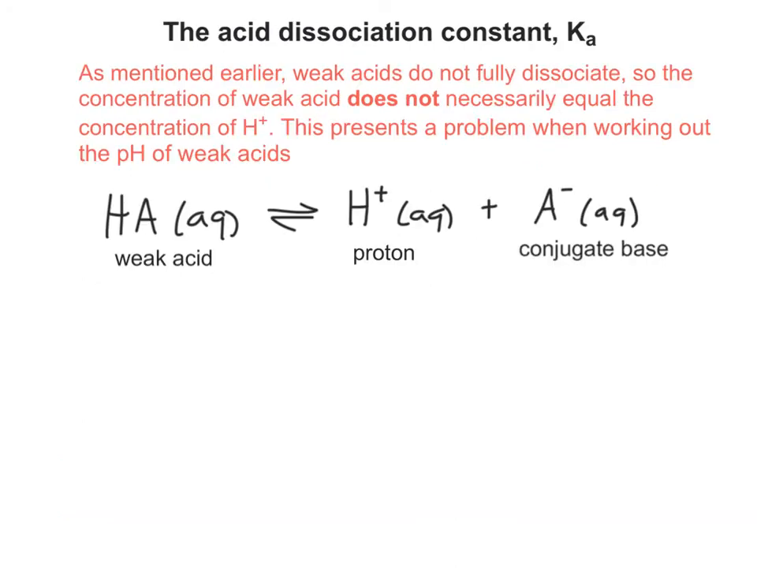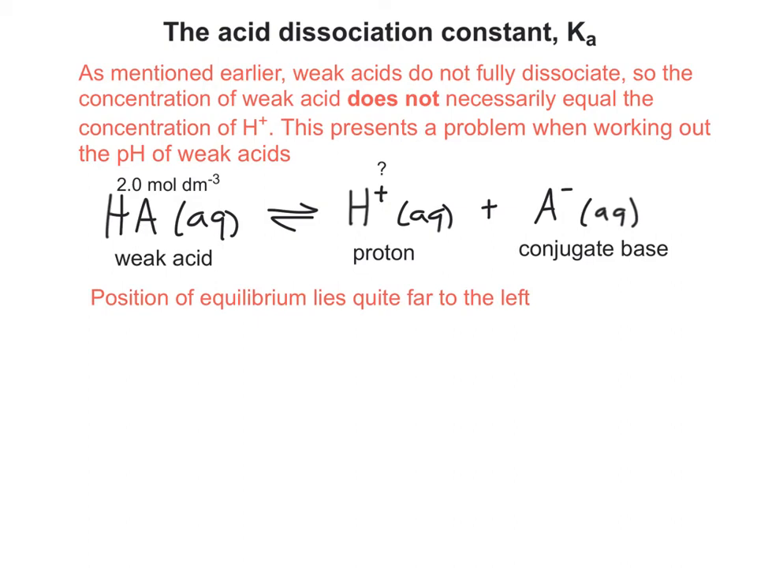So if we look at our weak acid, it doesn't fully dissociate because it's an equilibrium, and the position of equilibrium actually sits quite far to the left. So what this means is it's quite difficult to work out what the concentration of hydrogen ions actually is, because you don't know how many of the HAs have actually dissociated to make hydrogen ions. So we have to use a slightly different method than we used for strong acids, because we can't assume that all of the acid molecules have dissociated.